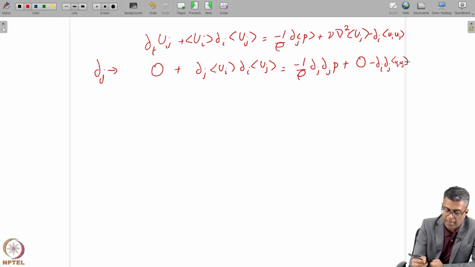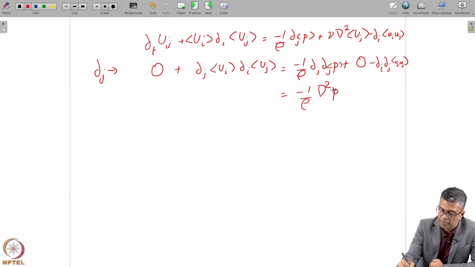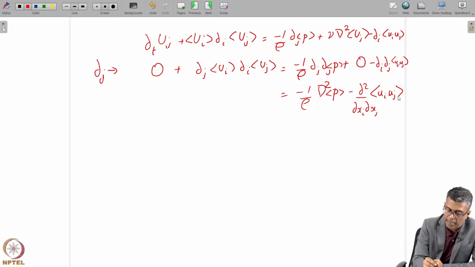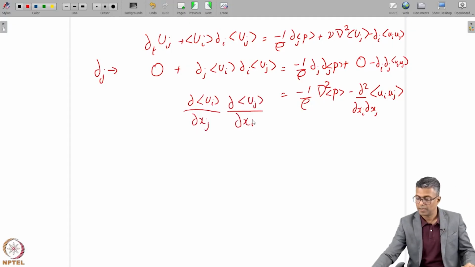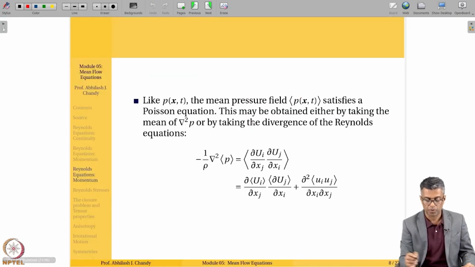So if I write this, del_j becomes minus 1 over rho del squared P, and this is actually mean P. And then I will have minus del squared over del xi del xj of the Reynolds stresses. And on the left hand side, I'll have del ui del xj and del uj mean del xi. This is exactly what I'm going to get here.